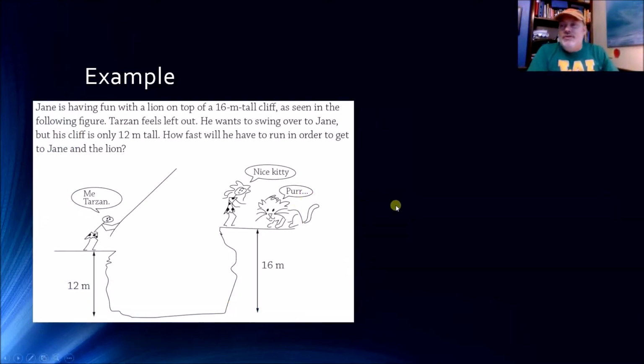Okay, next problem. Jane is having fun with a lion at the top of a cliff. As seen in the figure, Tarzan feels left out. He wants to swing over to Jane, but his cliff is only 12 meters tall, so he's 4 meters short. So he's going to run and then swing up to Jane. How fast is he going to have to run?